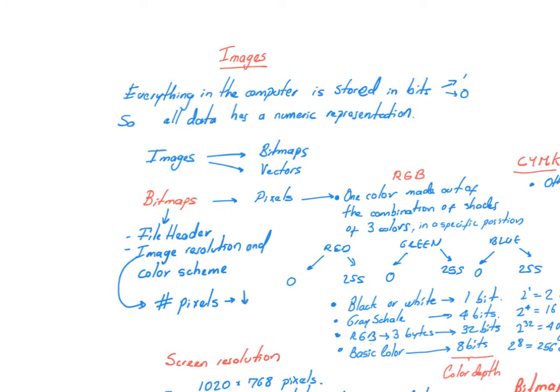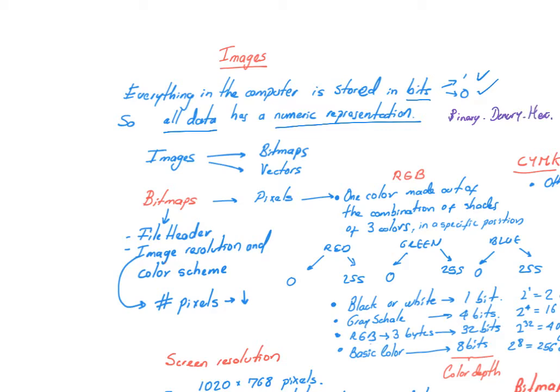Now, since everything in the computer is stored using bits, right, that we can represent with ones and zeros, then we could say that all data in the computer has a numeric representation. That's why we used the numeric systems that we looked at. We use the binary system, the ternary, and the hexadecimal, right?